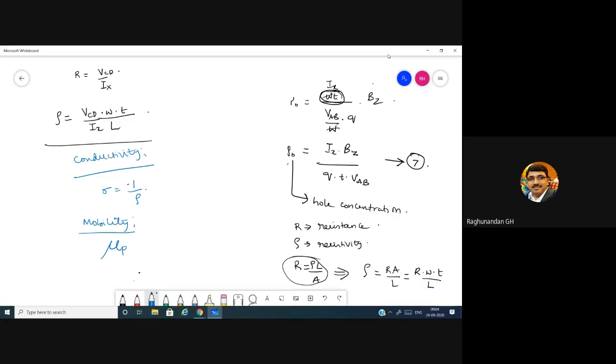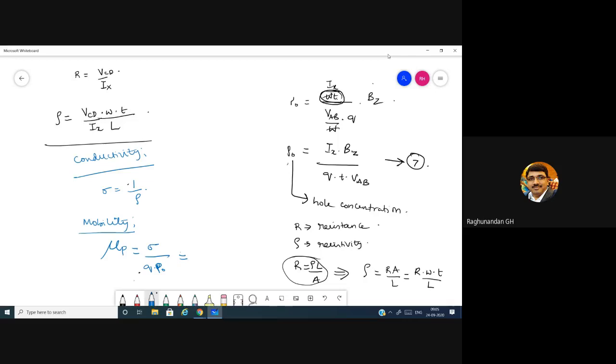Any formula with respect to conductivity and mobility? Sigma into V. Sigma into V. Mu. So mu p can be given as sigma by q into p naught. So if you want to simplify this equation, you can substitute.